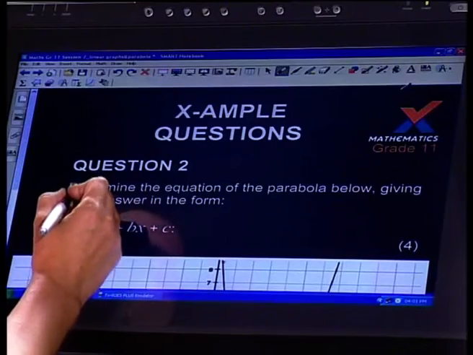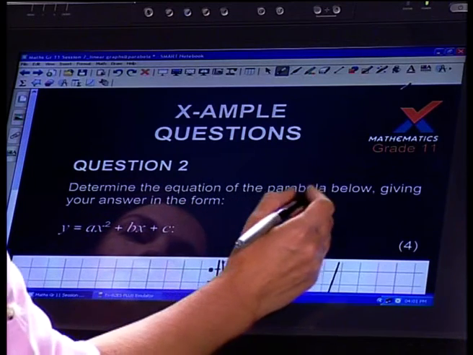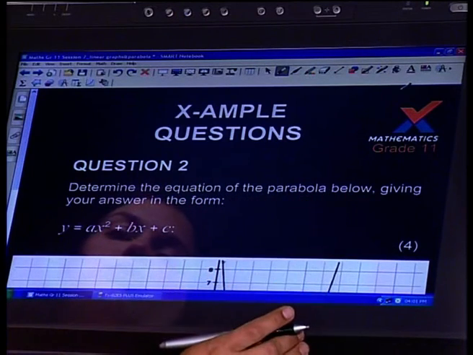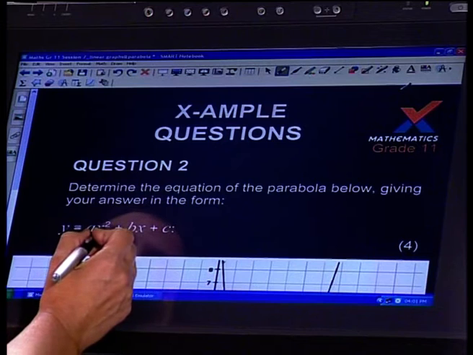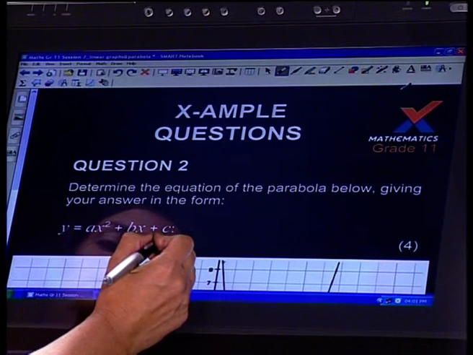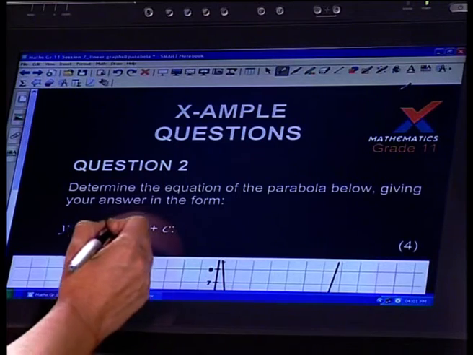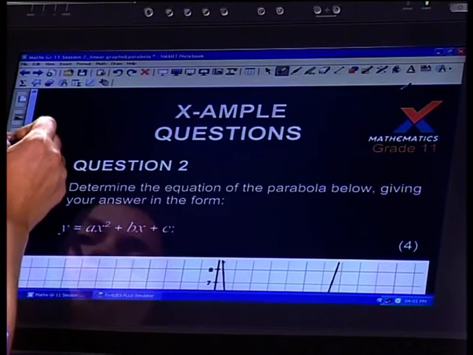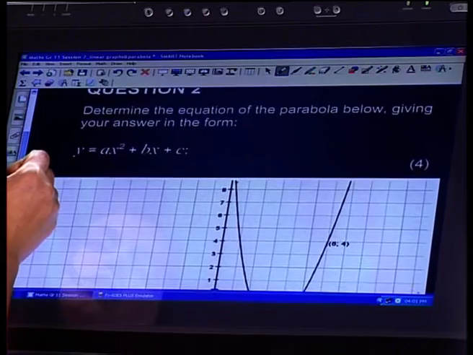Moving on to the next question. The next question says, determine the equation of the parabola below, giving your answer in the form y equals ax squared plus bx plus c. Now, it's really important that you do write down your answer in ax squared plus bx plus c, because you get marks for having it exactly that way.